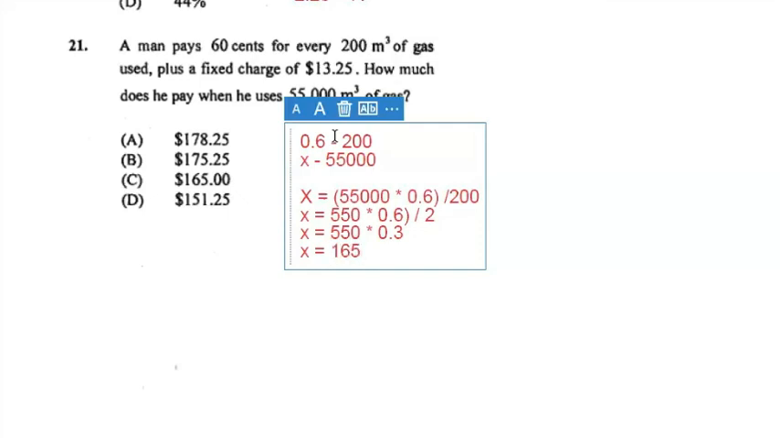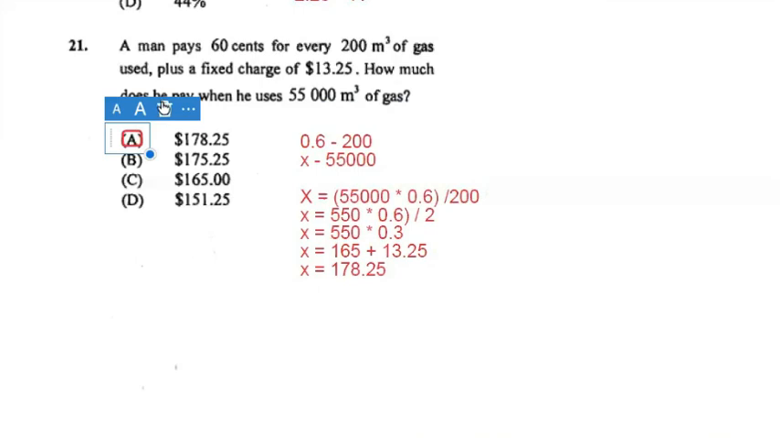But remember, there's a fixed charge of $13.25. So you'll need to add the 165 plus the fixed charge of $13.25, and you'll get x is equal to $178.25. So guys, remember to practice these workings. So we're moving right along.